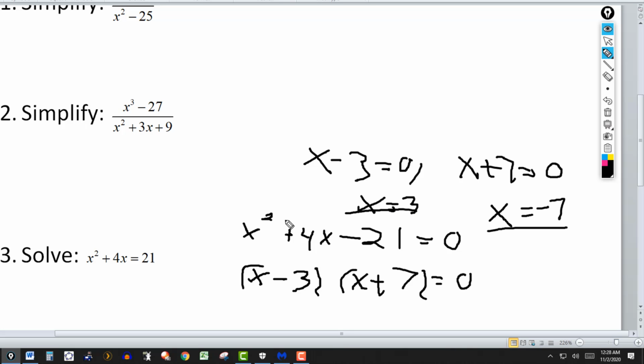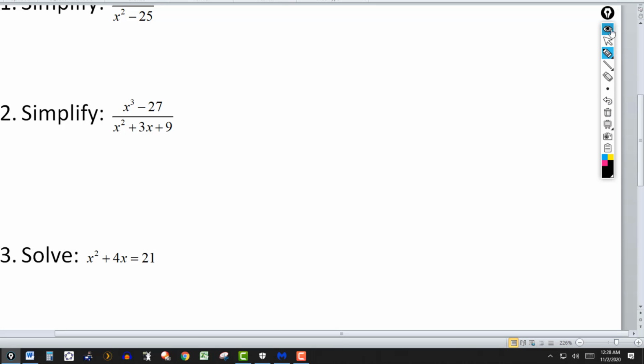And that's your solution. And you can easily check these by plugging them back into the original equation. Put a 3 here and a 3 here. That'll get combined as 21. Put a negative 7 here squared, 49. Negative 7 times 4 is a negative 28. Combine those and that gives you a 21. That checks. Okay? So that's the way you would check your answer.